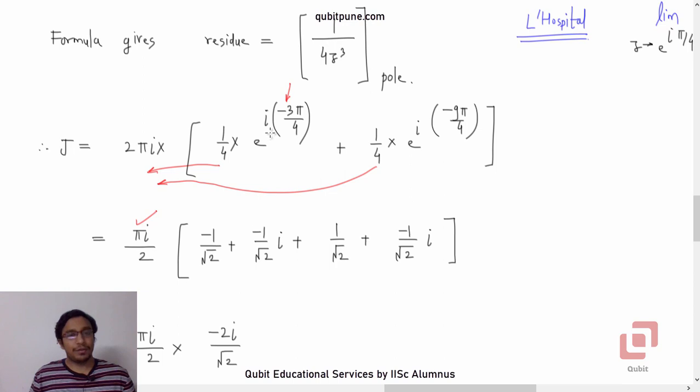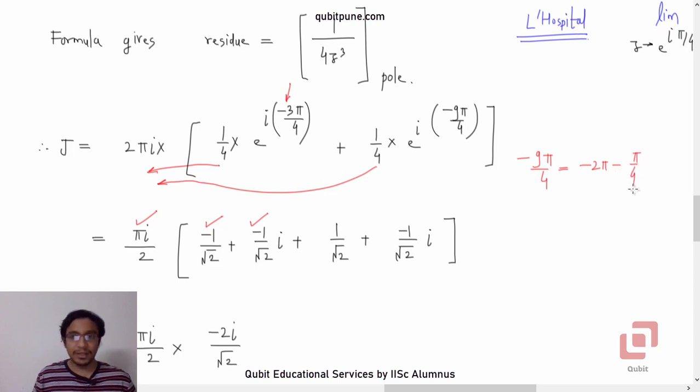Expand. Cos of minus 3 pi by 4 is minus 1 upon root 2, and same is the sine because it is in the third quadrant. Then e to the power i minus 9 pi by 4. Now write minus 9 pi by 4 as minus 2 pi minus pi by 4, so it is as good as taking minus pi by 4. Cos of minus theta is cos theta, so 1 upon root 2. Sin of minus theta is minus sin theta, so minus 1 upon root 2 i. So the imaginary parts, I guess, will get cancelled.